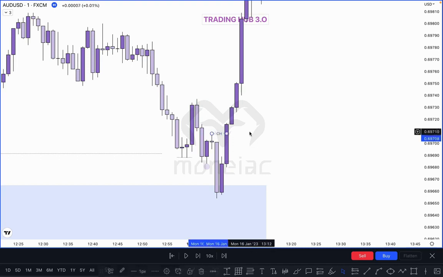Okay, and this one is our change of character, and look at this one. This low is broken, and the market closes below it in a bullish market. So what criteria should you follow before this buy?